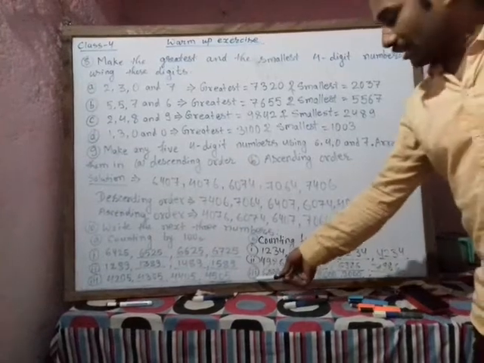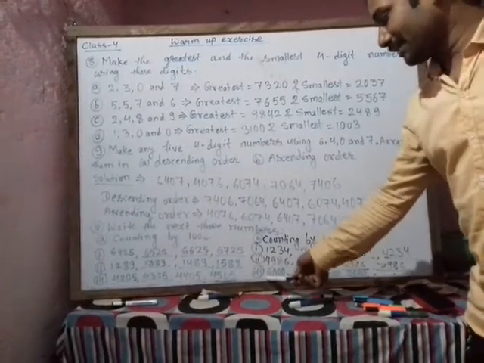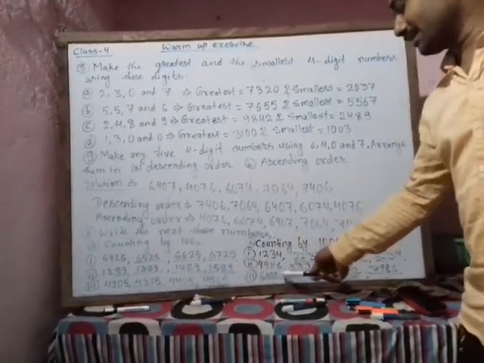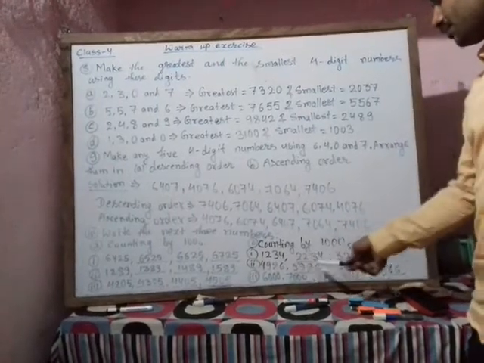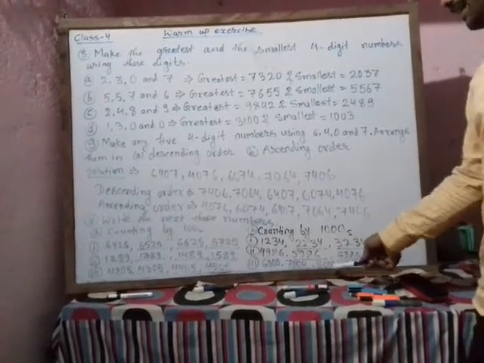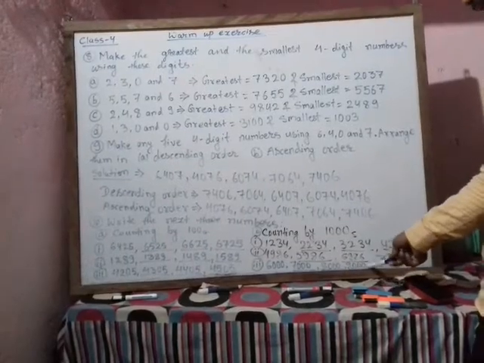And the last question in thousands is 6000. Here you can see in the 1000 place there is 6, so we increased 1 and it became 7000. Again we increased 1 and it became 8000, and again we increased 1 and it became 9000.